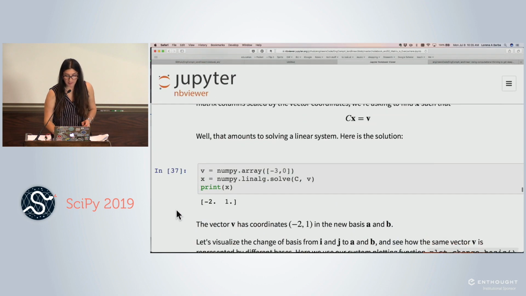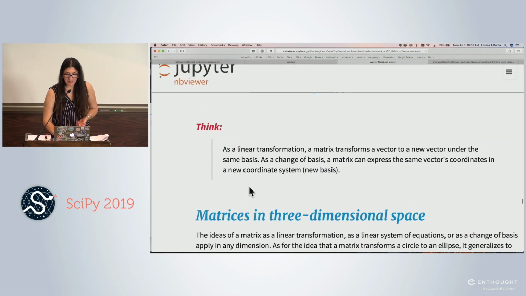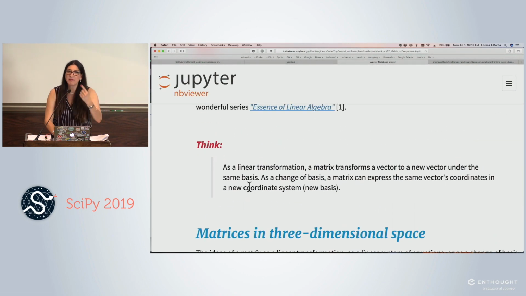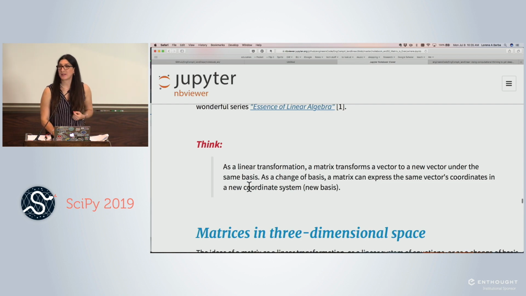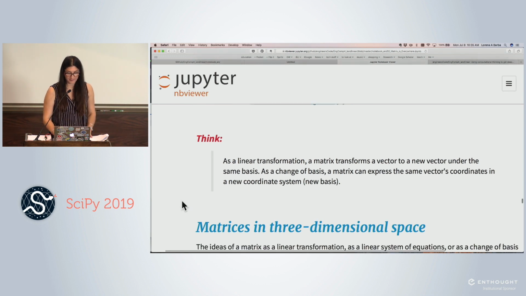So let me go back to this picture. We have V, before and after, is the same vector. Okay? As viewed as a change of basis, what we are doing is now representing the same vector, but with coordinates in a different coordinate system, the new basis. 2 ways of looking at a matrix.